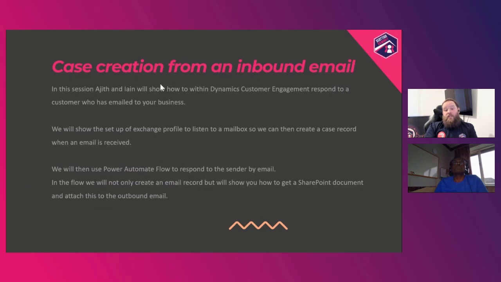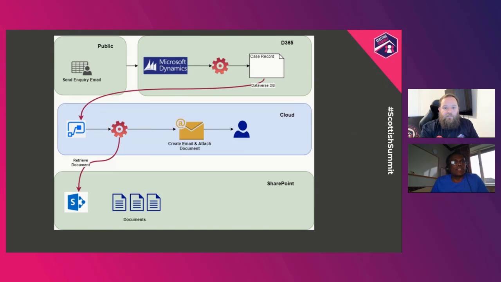We'll do this through setup of an Exchange profile, so it can listen to the mailbox and pull an item into a queue when an email is received. We'll then also use a Power Automate flow to respond to that sender by email and send them an attachment from SharePoint. So a customer sends an email.